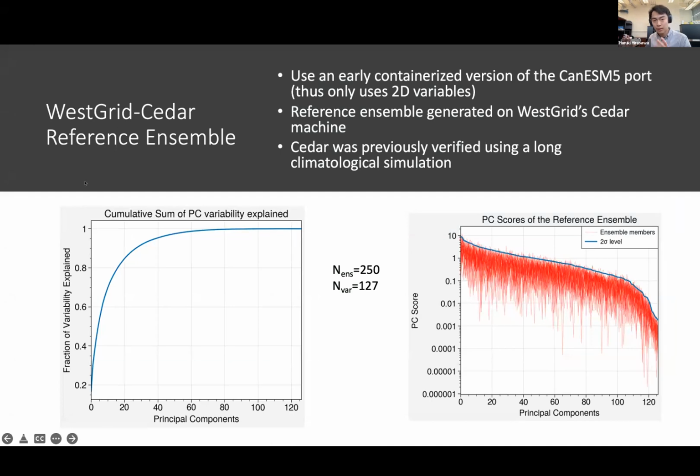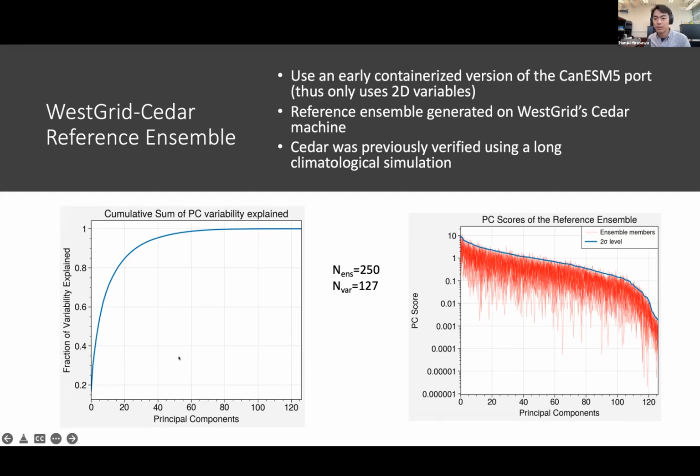Right, so in our case, we generated the reference ensemble on the WestGrid Cedar machine. What we were using is an earlier containerized version of the CanESM5 port, not the bare metal version that Jack was describing. Neil ported it to Cedar and ran a long test climatological simulation, and said, okay, this is verified on Cedar. I then ran a large 250-member ensemble and was able to get 127 variables from that to generate the reference ensemble. One thing to notice is that we're only able to use 2D variables for now, because that's what's available from the diagnostics.